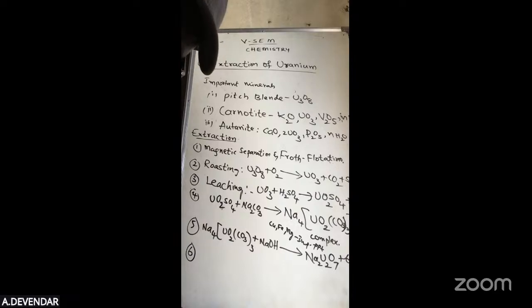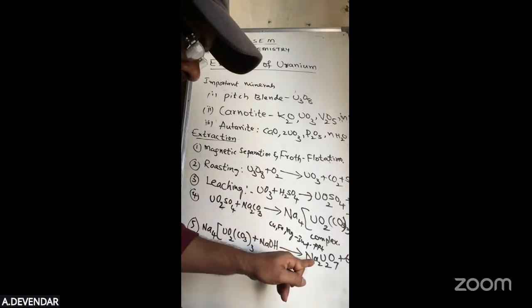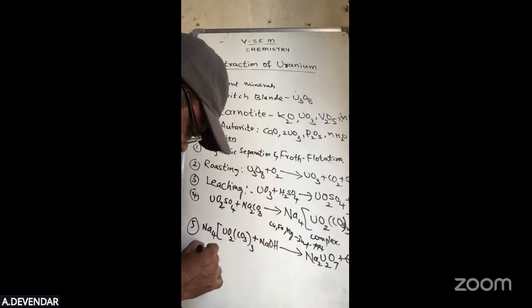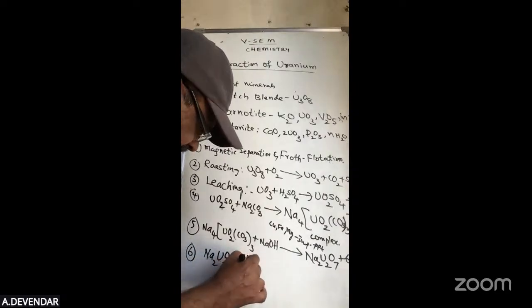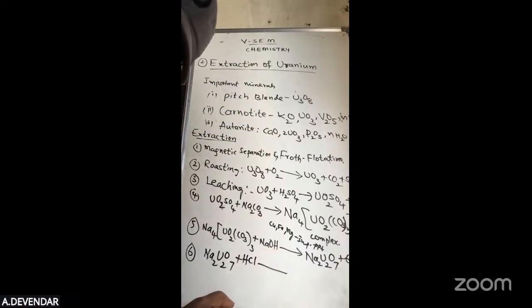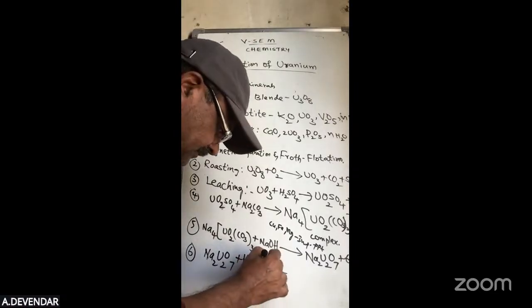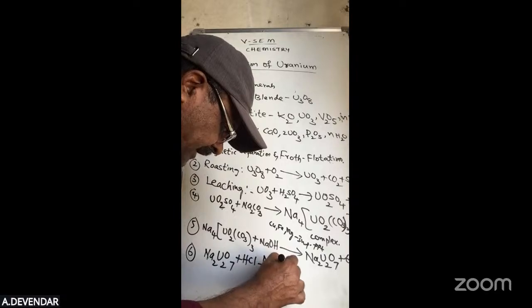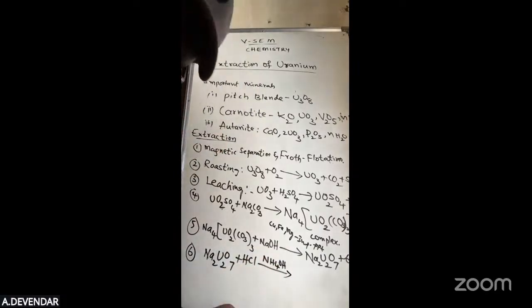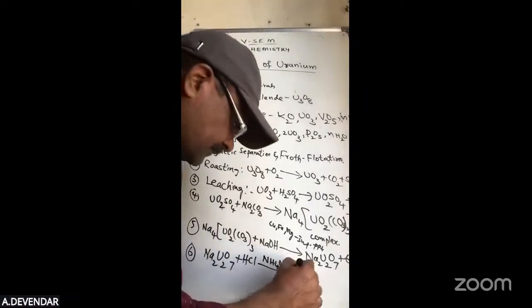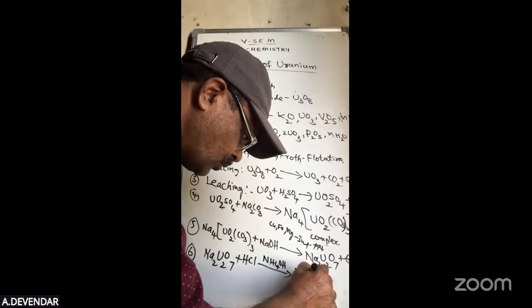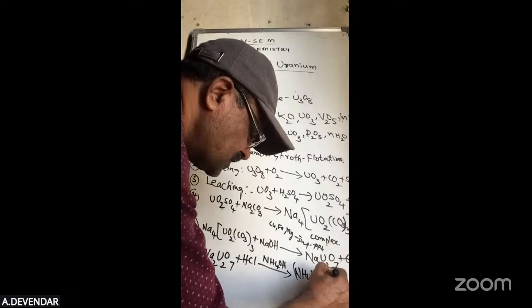This ammonium diuranate is heated at 700 degrees Celsius, and we get U3O8. Ammonium diuranate is formed when sodium diuranate is treated with HCl and also with ammonium hydroxide. With ammonium hydroxide, ammonium diuranate is formed.